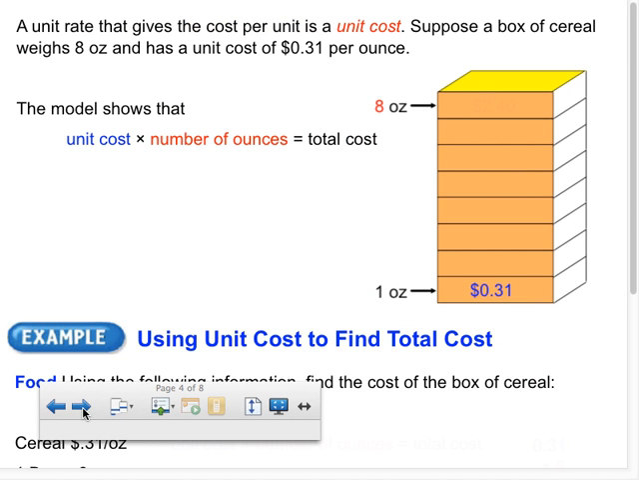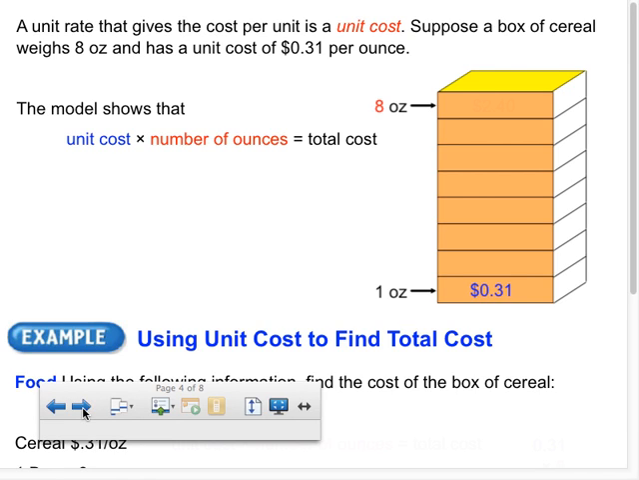All right, so a unit rate that gives the cost per unit is a unit cost. Sometimes we see this in the grocery store. They give you the price per pound, right? Because you might want more than a pound of something, right? And so when you go to the grocery store, you'll see that in the produce section, a lot of times they give you the unit rate, how much it is per pound or ounce, depending on what it is you're buying. Suppose a box of cereal weighs 8 ounces and has a unit cost of 31 cents per ounce or 31 hundredths of a dollar.